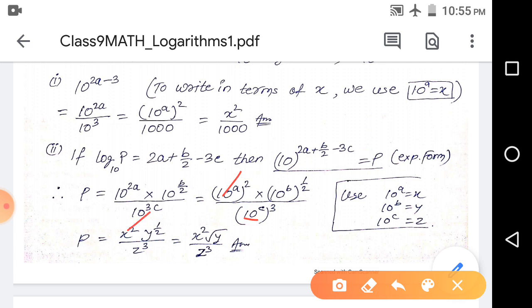Okay, x square is here. Okay, so 10 to the power b means y to the power 1 by 2, this 1 by 2, and here this 10 to the power c means z cube. So this is the answer.